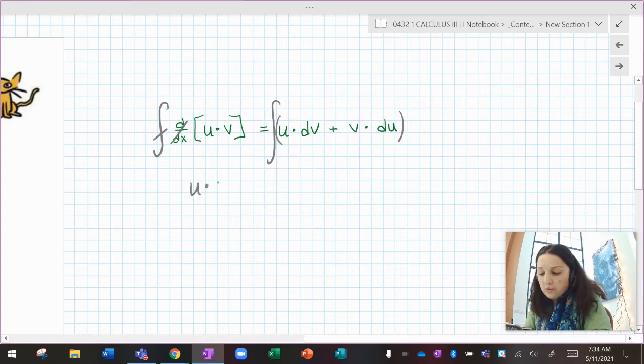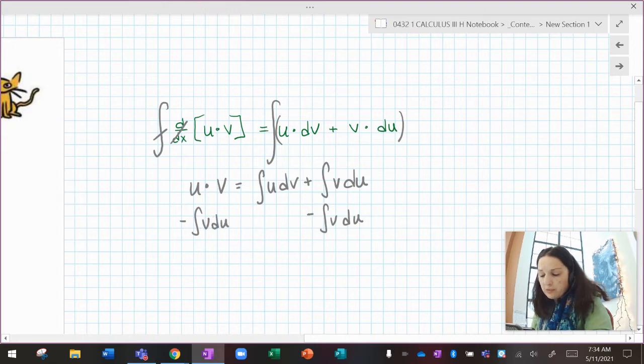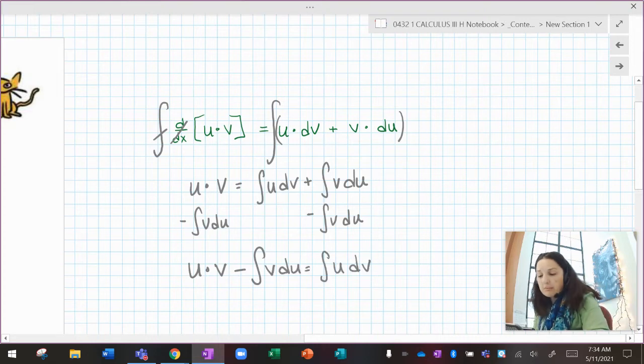So I still have u times v here. And on the other side, I'm going to distribute that integral across the addition. And then with some magic called subtraction, I can subtract v du from both sides, and I get u times v minus the integral of v du equals the integral of u dv. And that's the integration by parts formula.